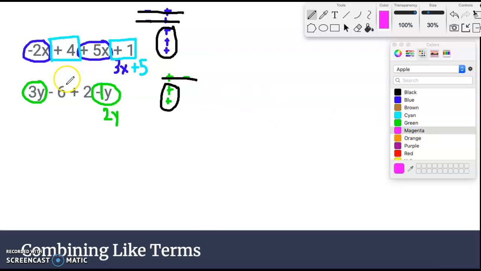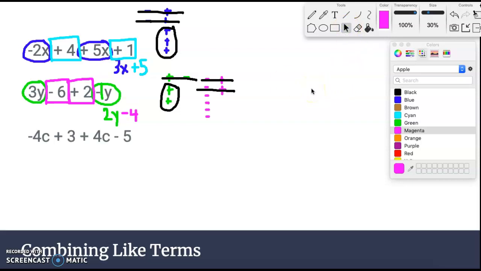And then for my constants this time, I have negative 6 and positive 2. Right? Again, you can use your picture here, 6 negatives and 2 positives. Right? This pair combines to equal 0, this pair combines to equal 0, and I'm left with 4 negatives this time, so I'm going to write minus 4. So my simplified expression here is 2y minus 4.